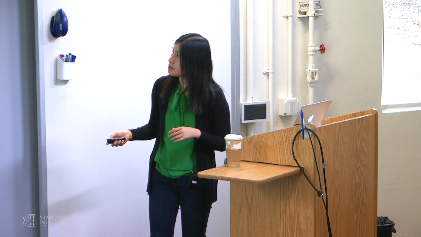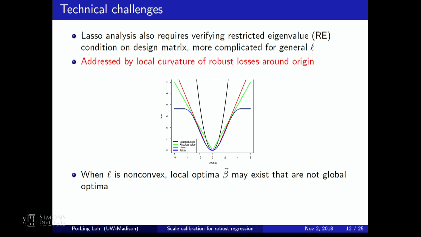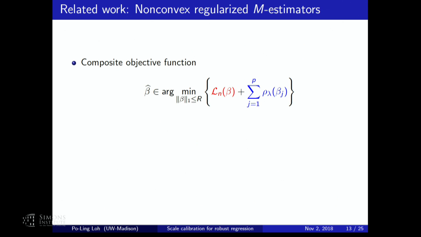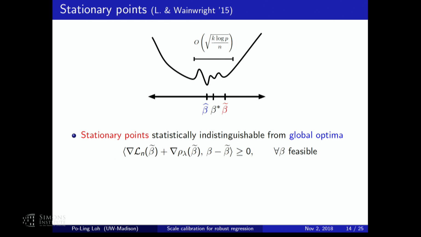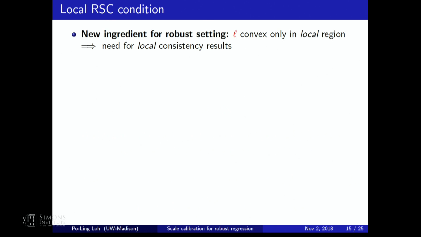Technically speaking, in terms of technical conditions, this is addressed by the local curvature of the robust loss around the origin. Let me skip the details of this. The very technical nuts and bolts were that instead of looking at a restricted eigenvalue condition, we had to look at what is now known in the literature as restricted strong convexity. But we had to limit this to some constant radius region, because that's what is satisfied by these Tukey losses that are convex only in a small radius. Okay, let me skip through that.